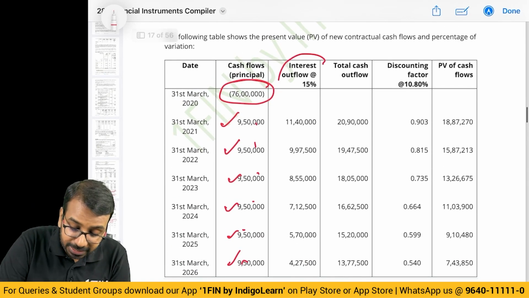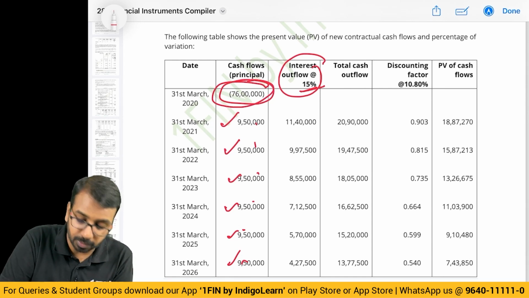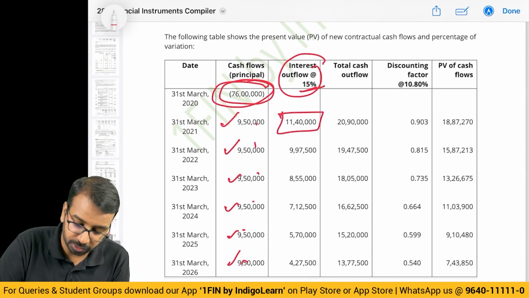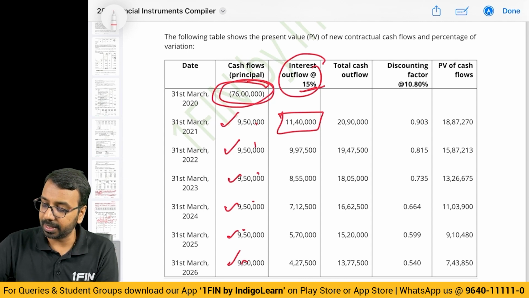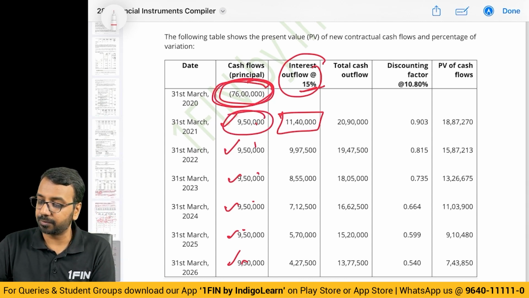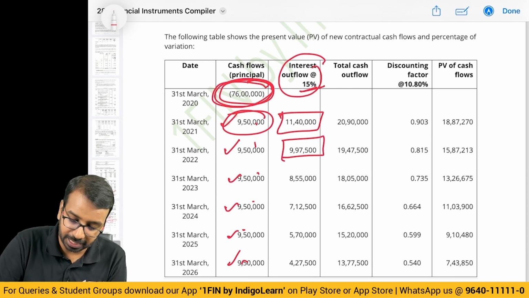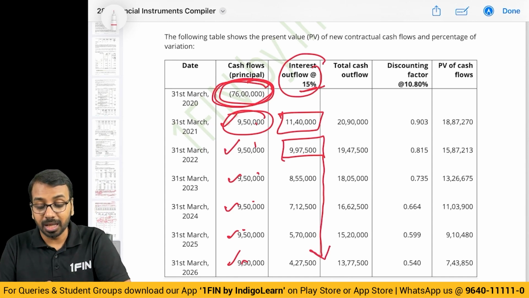Then interest has to be paid at what? 15%. 15% of what? Of this principal value. So 76 lakhs into 15%, if I do, I get 11,40,000. Second year interest will be 76 lakhs minus 9,50,000, into 15%, and it will be 9,97,500. Like that you have to calculate the interest payment. Now this is the actual payment.